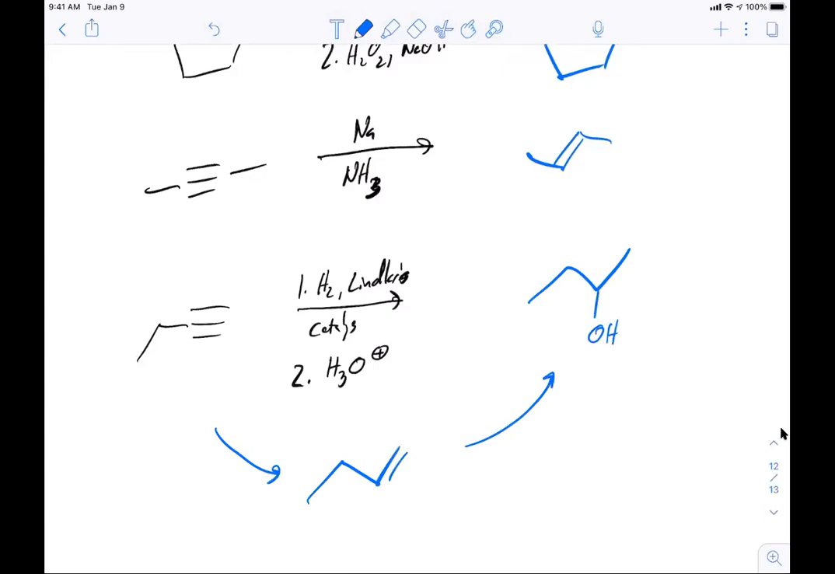Now, we couldn't do this in reverse, right? We couldn't do the acid hydration and then try to reduce it, because once we do the acid-catalyzed hydration of an alkyne, it becomes a ketone. It's no longer an enol. It turns into a ketone, and therefore we couldn't have reduced off the double bond. So this way we could take a triple bond and turn it into an alcohol by first doing the reduction and then doing the addition.